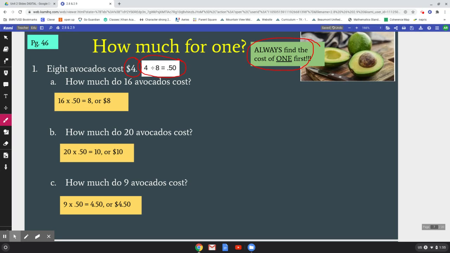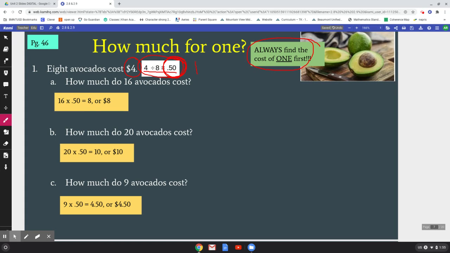Because if you were to punch this in 8 divided by 4, that would give you 2, and that's wrong. So you need to make sure that you're putting in the cost divided by the amount. And that would be this 4 divided by 8 is 50 cents. So that 50 cents, that is our unit rate. That's the cost for one. So that number is going to help us with the rest of the problem.